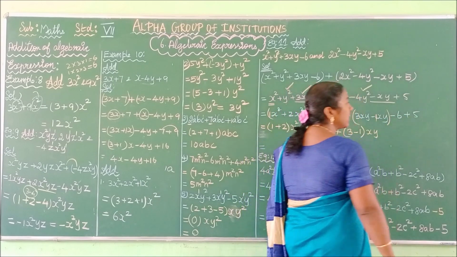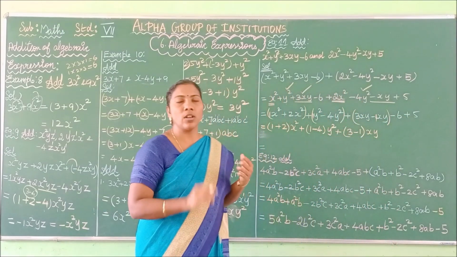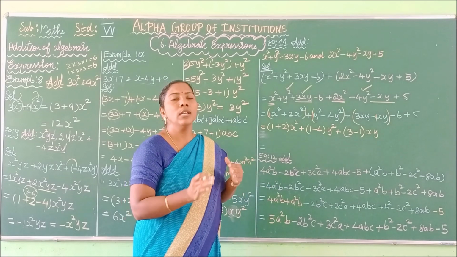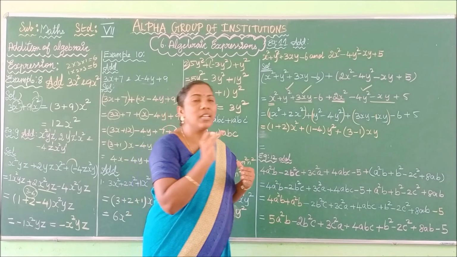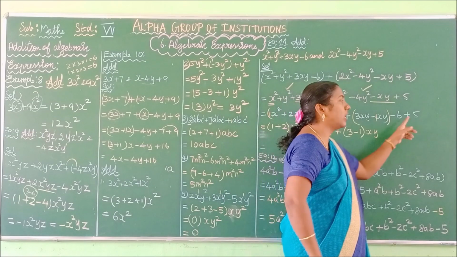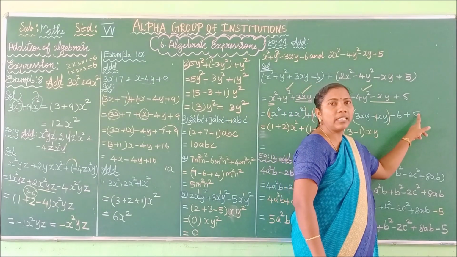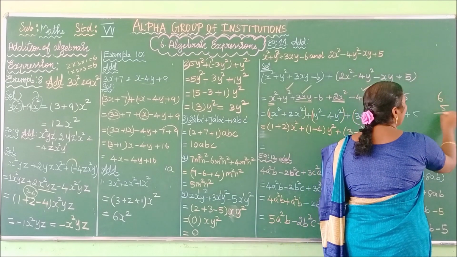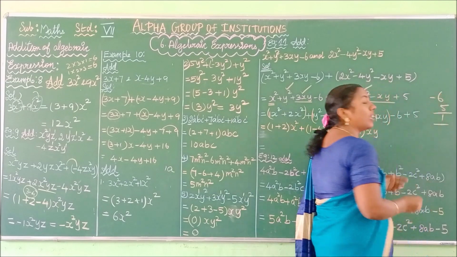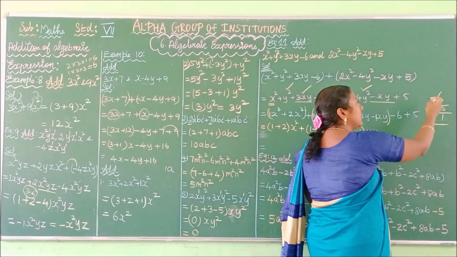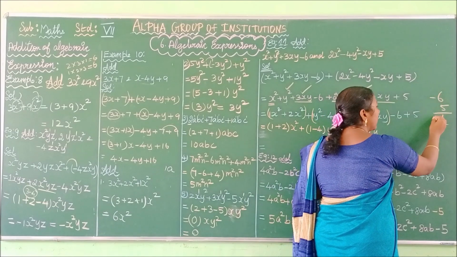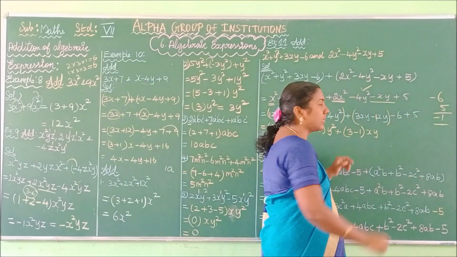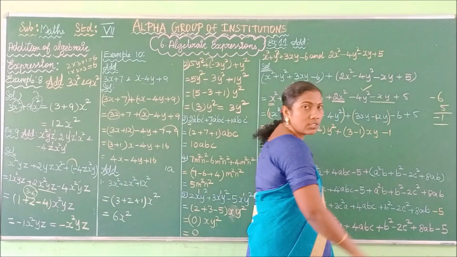See here, minus 6 plus 5. The given integers are in different signs. So you have to subtract the smaller number from the larger number. Which is the smaller number? 5. So you have to subtract 5 from 6. What is your answer? 1. The result takes the sign of the larger number. Which is the larger number here? 6. So your answer gets the minus sign. So our answer is minus 1. Do you understand, children? Okay.